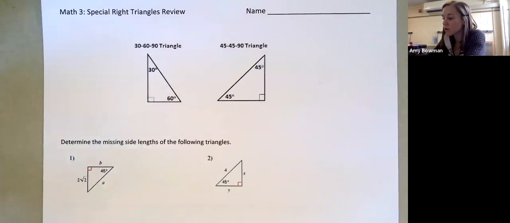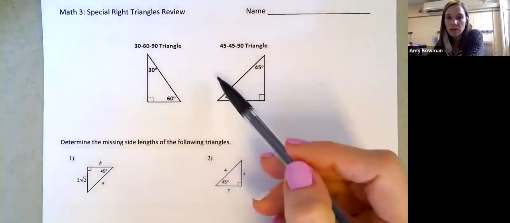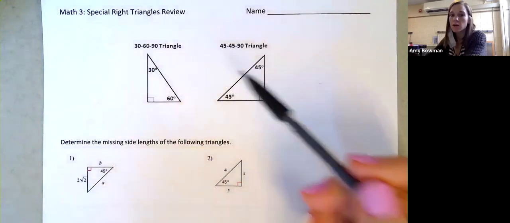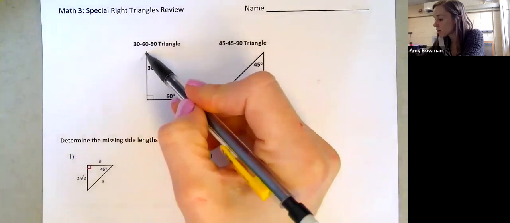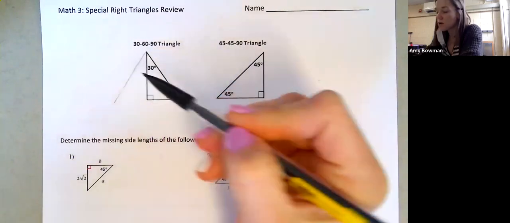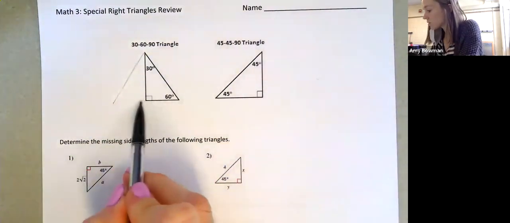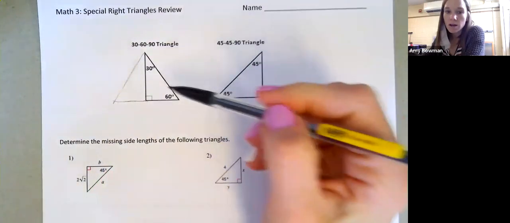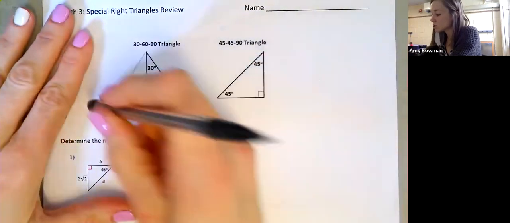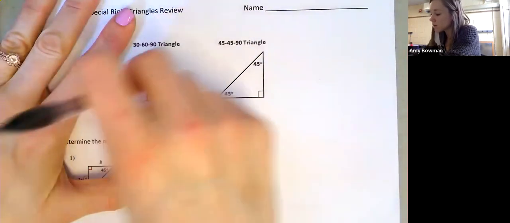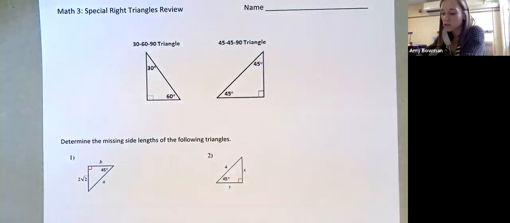So special right triangles, there are two of them: 30, 60, 90 and 45, 45, 90. The 30, 60, 90 triangle is an equilateral triangle, so a triangle where all three sides are exactly the same, cut in half. So the 30, 60, 90 relationship, I'm going to erase this for now, but I'll probably redraw it in a little bit just to remind you.